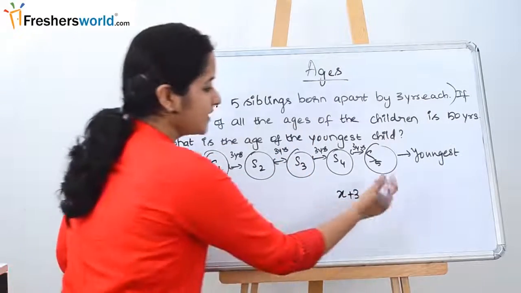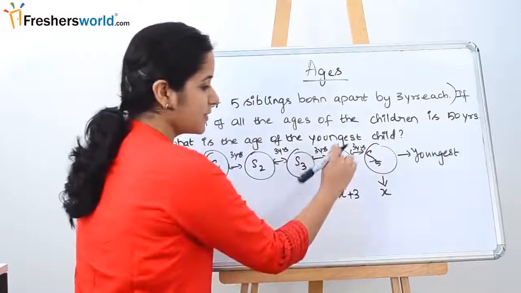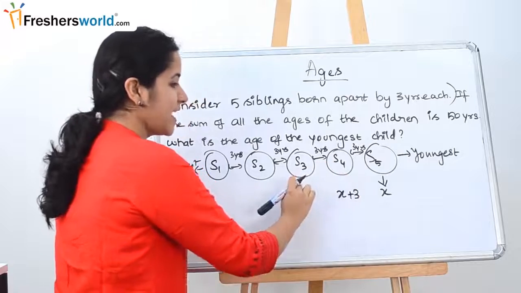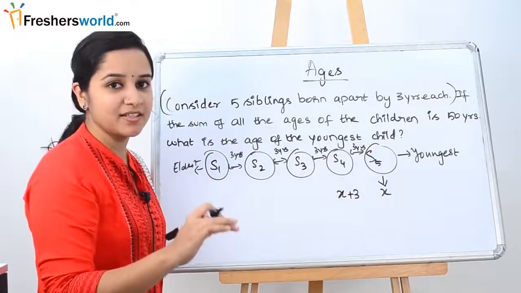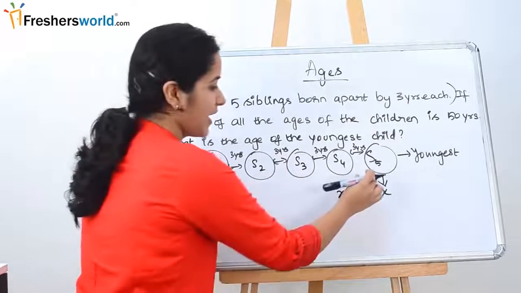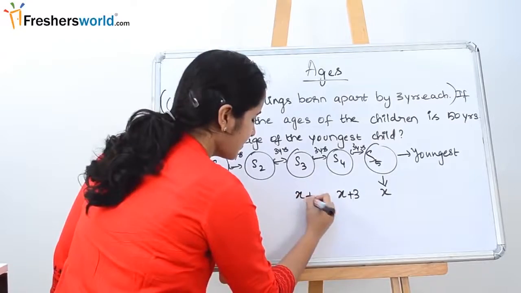Now we consider younger sibling and the sibling 3. The difference between the sibling 4 and sibling 5 is 3 and between sibling 3 and sibling 5 is nothing but 6 years. How? Because the difference between each of them is 3 years. So, we are adding 3 years of this and then 3 years of this. So, it becomes x plus 6.